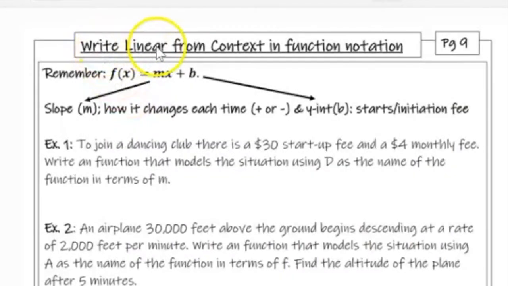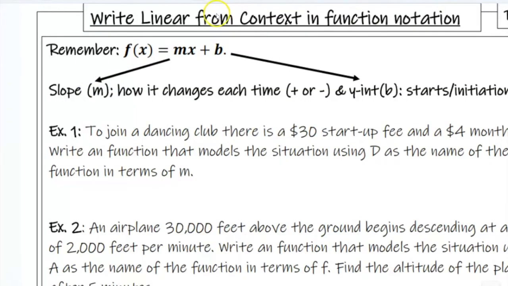We're going to take a look at writing linear functions from context in function notation. Remember, function notation is the same as y equals mx plus b. It just has a name, as it references some kind of input to give you an output. And this is what you need to know when you're understanding how to write it from context.